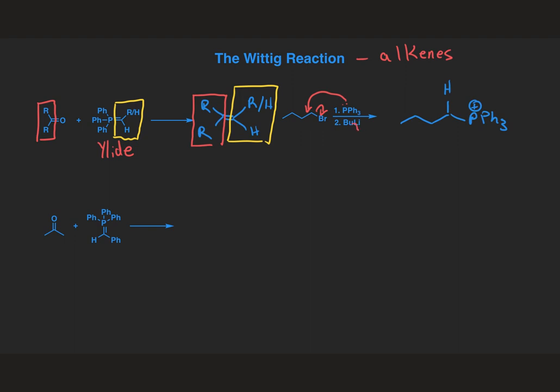And so some electrons from that butyl group are going to come in and grab that proton and kick down to form the phosphorus ylide here.